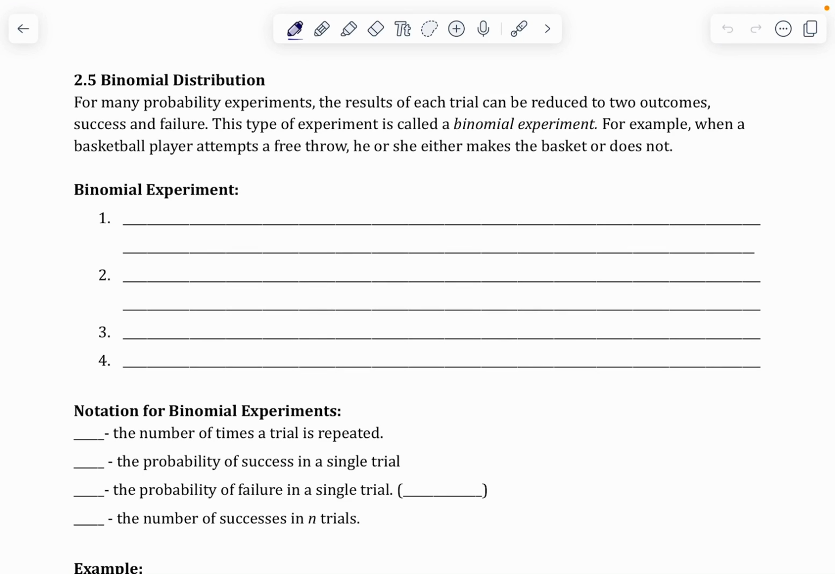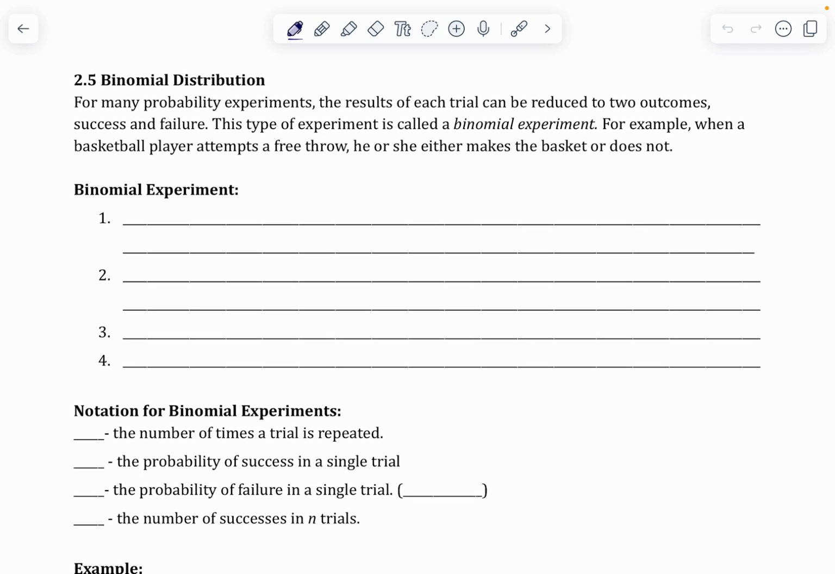Today we're going to be looking at binomial distributions. So for many probability experiments, the results of each trial can be reduced to 2 outcomes, success and failure. This type of experiment is called a binomial experiment. For example, when a basketball player attempts a free throw, he or she either makes the basket or does not. You have success, making the basket, failure, missing the basket.